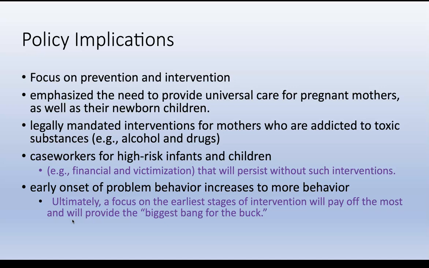Also, we need to be able to detect the early onset of problem behavior in children and youth, because this can increase to more serious delinquent and criminal behavior that is associated with a long criminal career. Now, chronic offenders represent a very small group of offenders, but the most promising results in prevention fall on early family parent training and nurse home visitation programs for parents and children. So ultimately, a focus on the earliest stages of intervention will pay off the most and will provide the biggest bang for the buck.